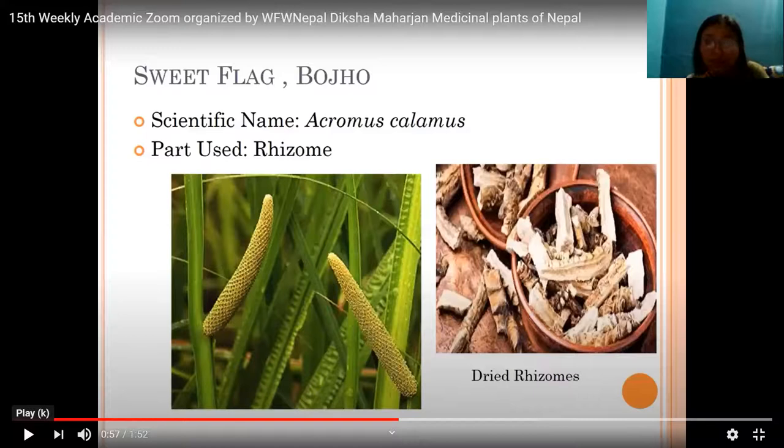Bojo. Bojo is a Nepali name, and it's called Vacha in Sanskrit, and sweet flag is the common or English name. The scientific name of this plant is Acorus calamus, and this is the plant, a green plant with this spadix. It is its flower, and the other side of this plant is this picture. It is the dried root, the dried rhizomes of this plant, which is actually used as medicine. So can we get to the next slide?